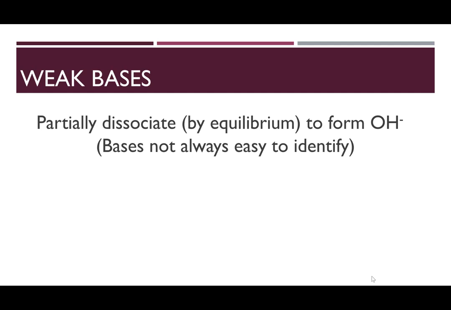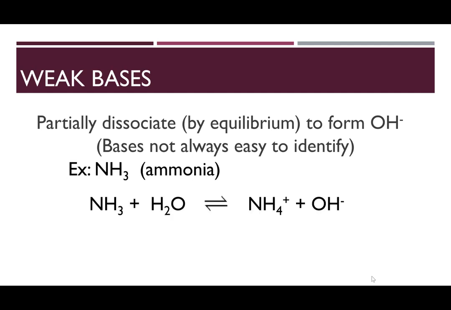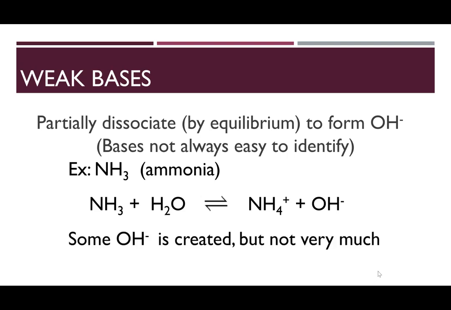So bases are not always as easy to identify. But once you get the correct formula onto the paper, you will see that hydroxide ion as a product. So our ammonia was an example of where NH3 doesn't jump off the paper as a weak base to me. But once I write it in its balanced formula, I do see that appearance of the OH minus created. Okay. So in this case, we do see that ammonia will dissociate in solution, and it will create some of the hydroxide, just not very much of it.